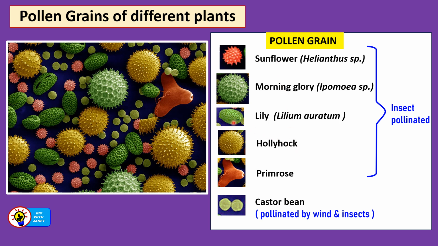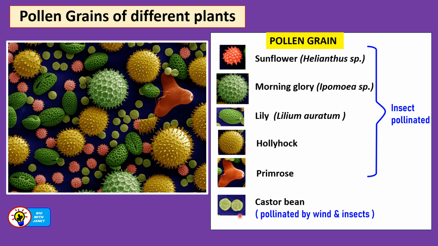And for lily, the pollen grain has a rough surface. And for the primrose, it has a smooth surface. It's three-lobed, it has three lobes. Now, some of these pollen grains may be sticky, to be able to attach to the legs of the insects.